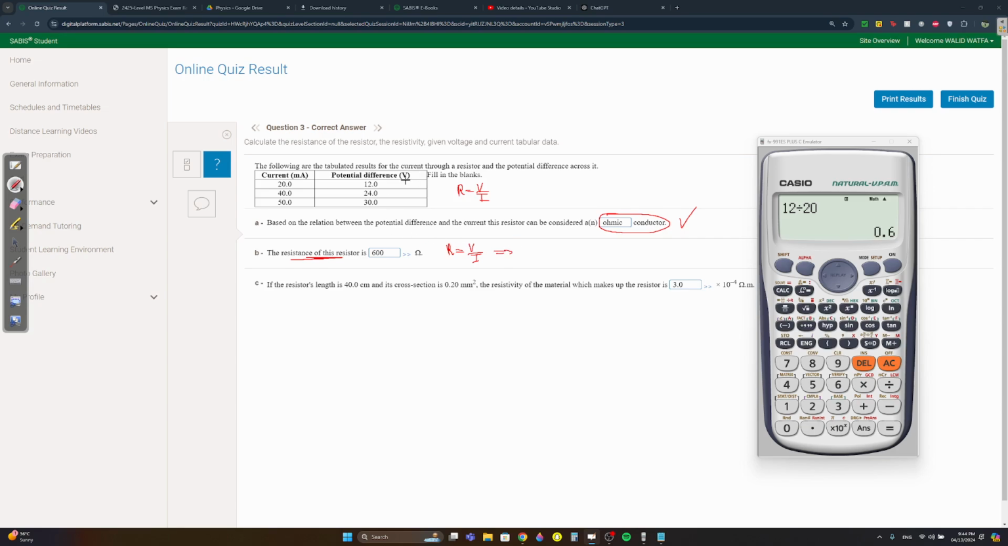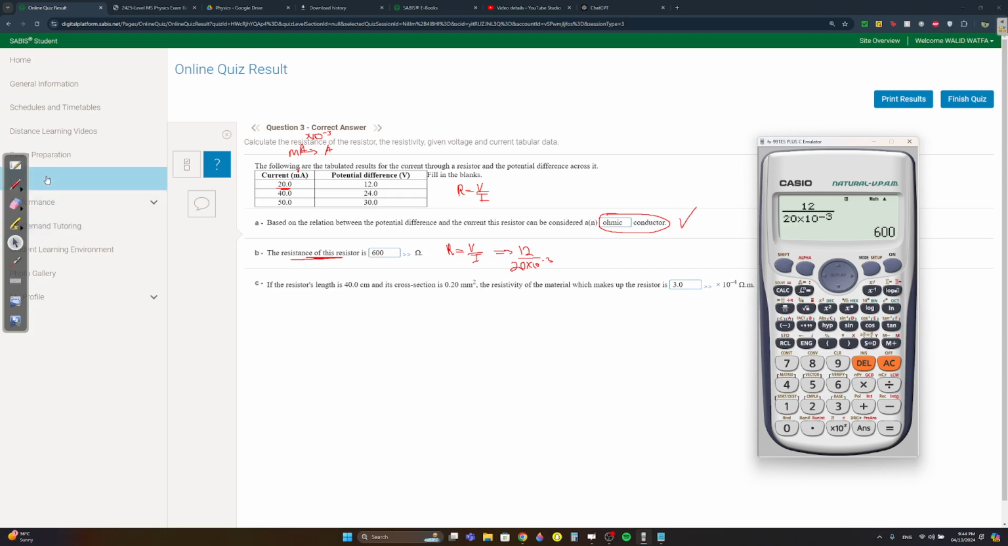The voltage is V, okay, but the current, you can't keep it in milliampere. You actually have to convert from milliampere to ampere by multiplying by 10 to the negative 3, because milli is times 10 to the power of negative 3. So it's going to become, we're using 20, so going over 20 times 10 to the minus 3. We're going to put 12 over 20 times 10 to the power of negative 3.